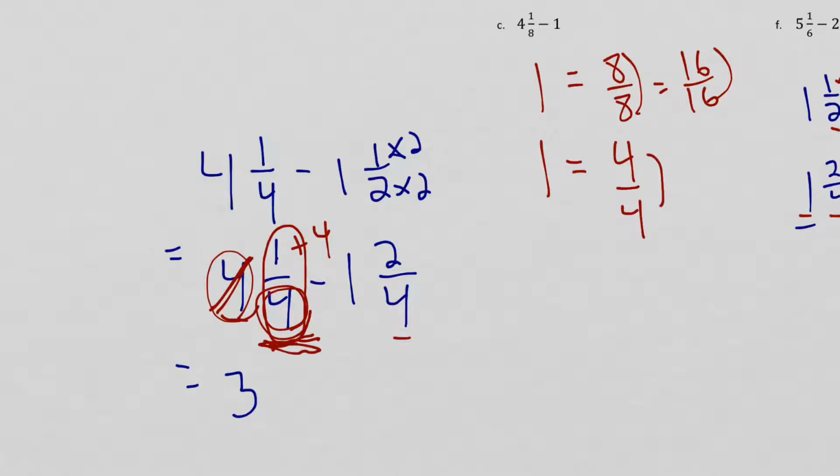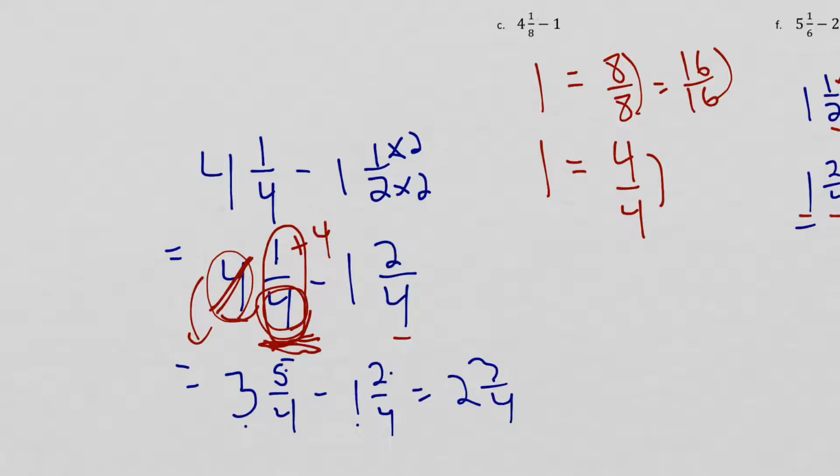As we move down, we end up with 3, and 1 plus 4 is 5 over 4, minus 1 and 2 over 4. Now we'll be able to finish our subtraction because we're not going to end up with a negative number. So 5 minus 2 leaves us with 3/4, and 3 minus 1 leaves us with 2. There we have it, 2 3/4.